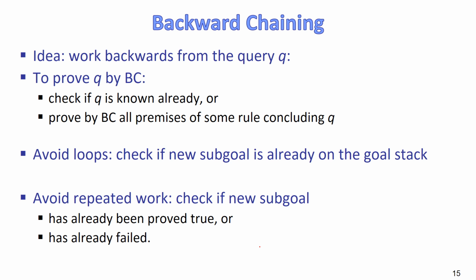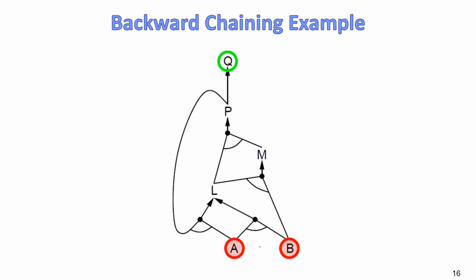Of course, within the algorithm we have to avoid redundancy. So we will keep track of what was visited before, so that we don't go back to it. Here is an example of backward chaining.